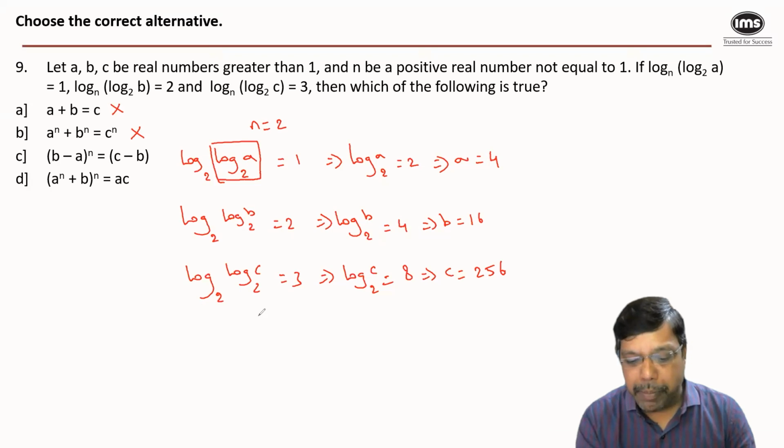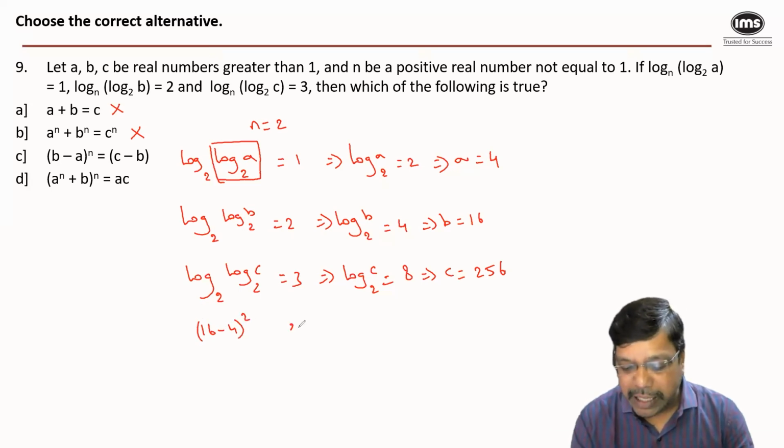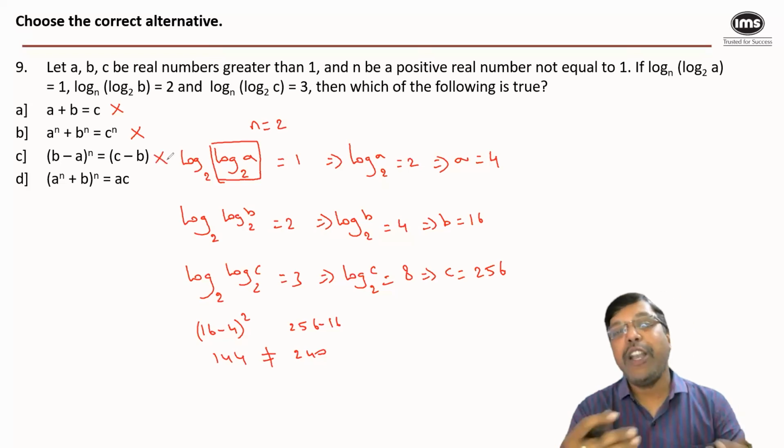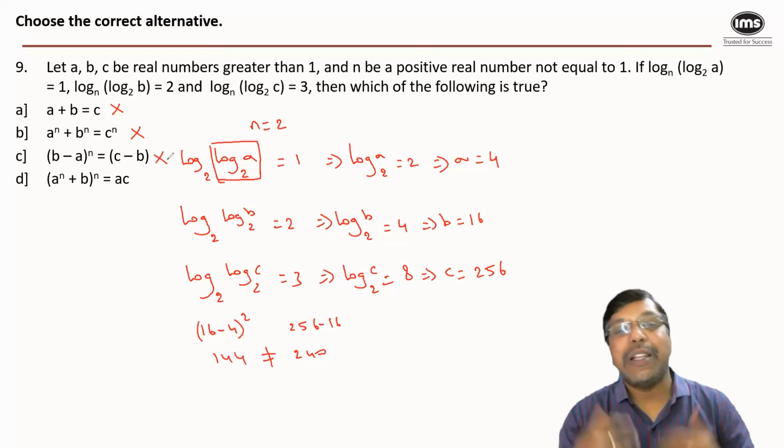Option C: b minus a, whole power n, which means 16 minus 4, whole power 2, and c minus b, that is 256 minus 16. Now 16 minus 4 is 12. 12 square is 144, and 256 minus 16 is 240. Both are not equal.